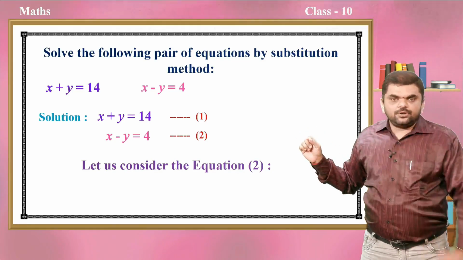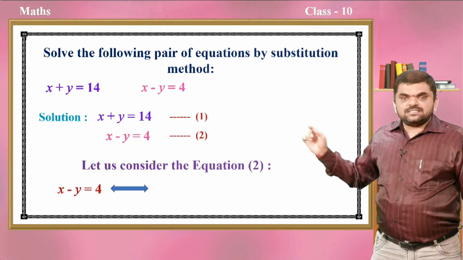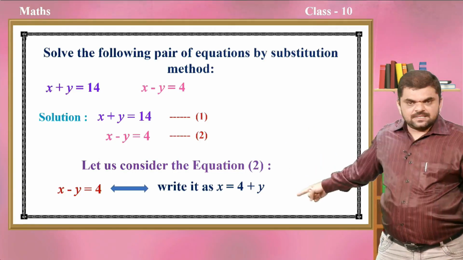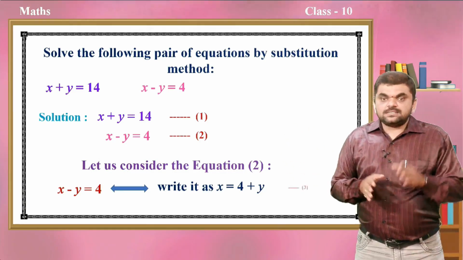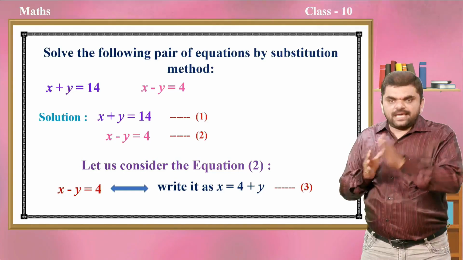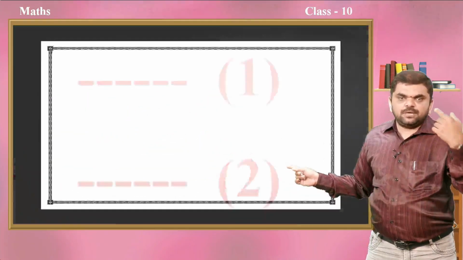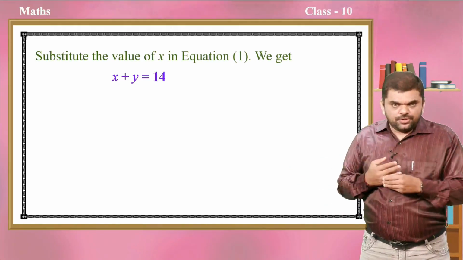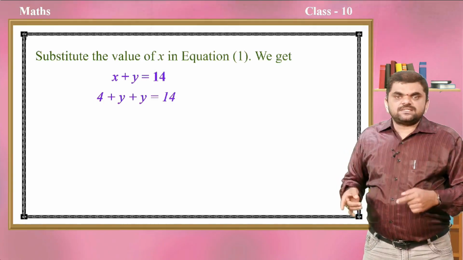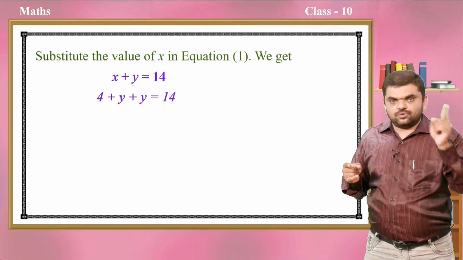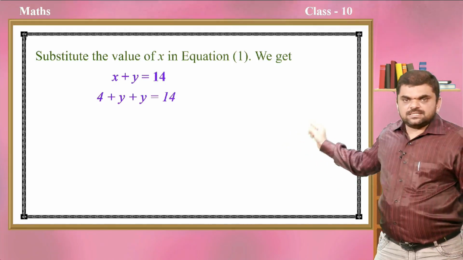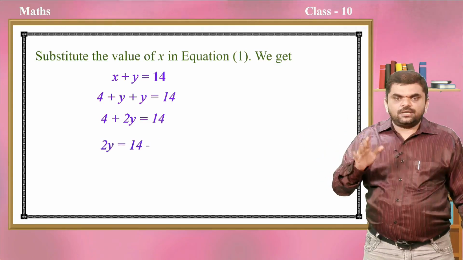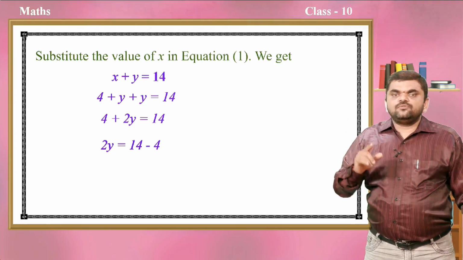Consider equation number 2. x minus y is equal to 4. Just transfer y to RHS, we will get x is equal to 4 plus y. Substitute the value of x, that is equation number 3, in equation number 1. What will we get? x plus y is equal to 14. In the place of x, we put the value of x, that is 4 plus y. 4 plus y plus y is equal to 14. 4 plus 2y is equal to 14.